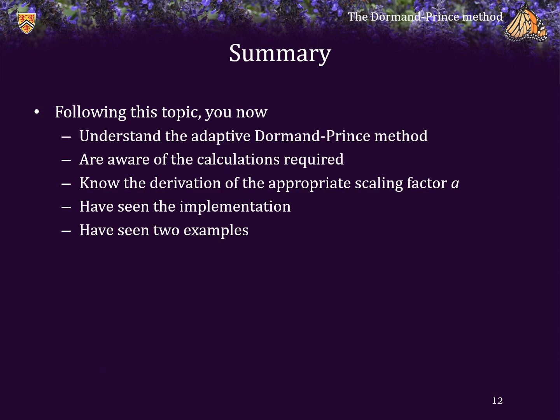Following this topic, you now understand the adaptive Dormand-Prince method, and you're aware of the calculations required to get these approximations of y and z. You also know how to take these approximations and derive the appropriate scaling factor A that will tell us the appropriate step size to use. You've seen the implementation and have seen 2 examples.